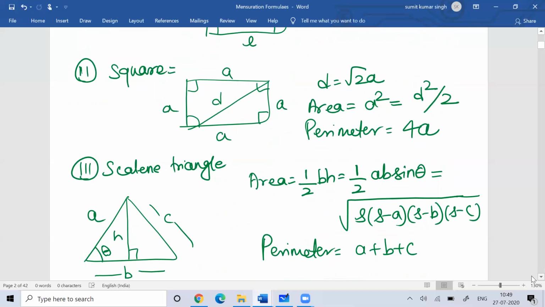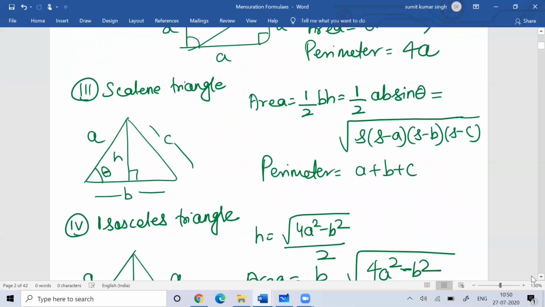Then going further, if I talk about a triangle, you know that the area of a triangle is half into base into height. Then you can also use the half ab sine theta formula, or you can use Heron's formula, where S is the semi-perimeter, (a plus b plus c) by 2. Perimeter is a plus b plus c, while semi-perimeter would be (a plus b plus c) by 2.